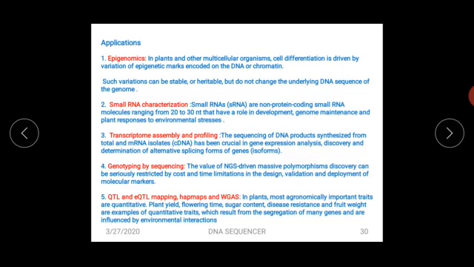There are various applications of DNA sequencing. The first one is epigenomics. We need to understand plants and multicellular organisms. They have a cell differentiation process, which is driven by variation of the epigenetic marks encoded on the DNA or chromatin. Such variations can be stable and may be heritable, but may not change the underlying DNA sequence of the genome.